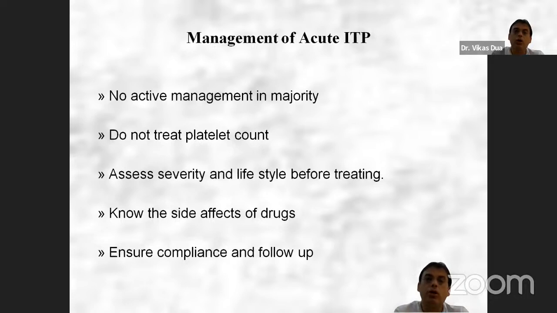And please ensure that there is good compliance and good follow-up whenever you are keeping a patient on a wait and watch policy. If a patient is on wait and watch, please make sure that good follow-up and compliance, if he's on any medicine, is there.